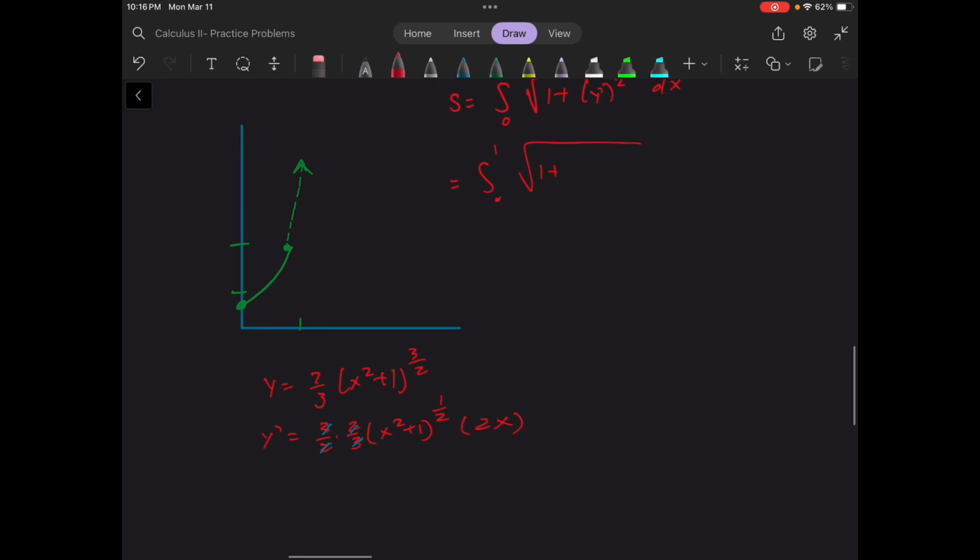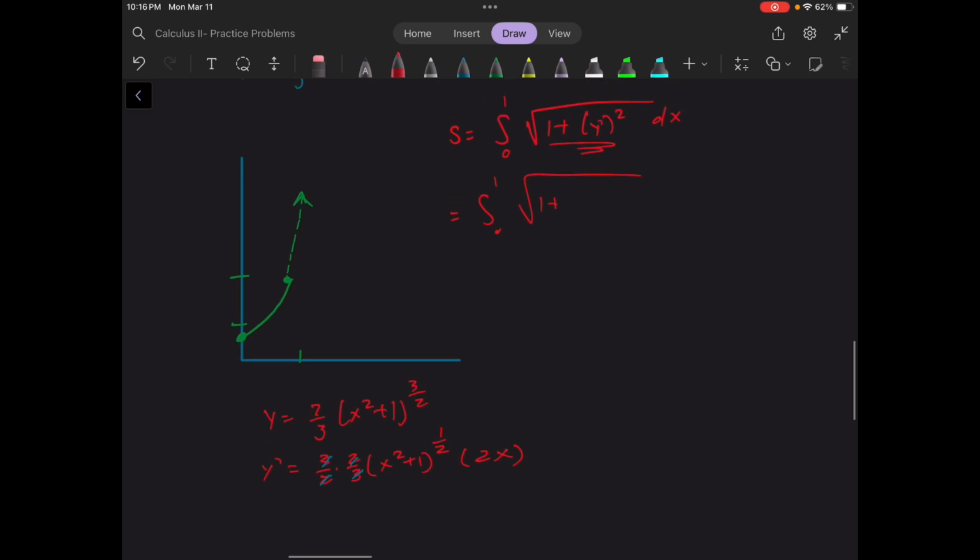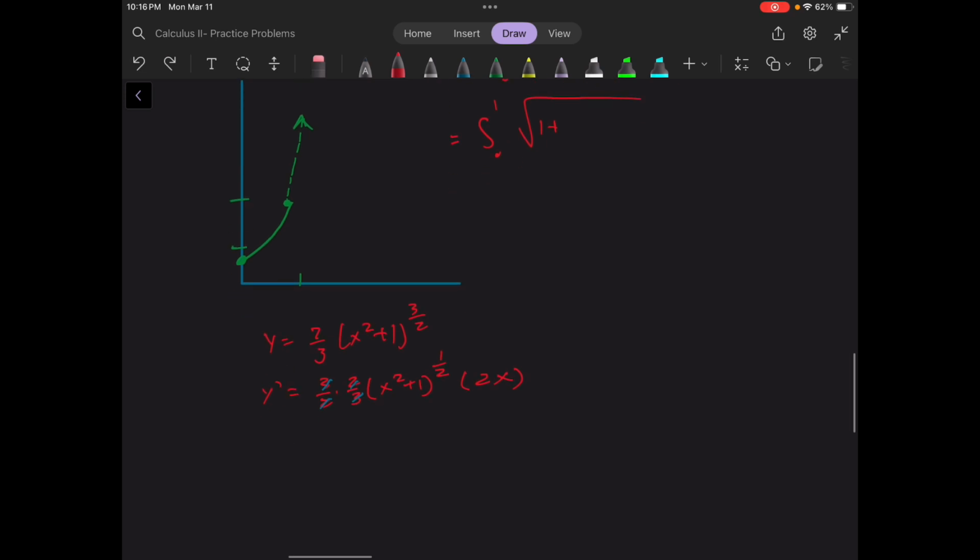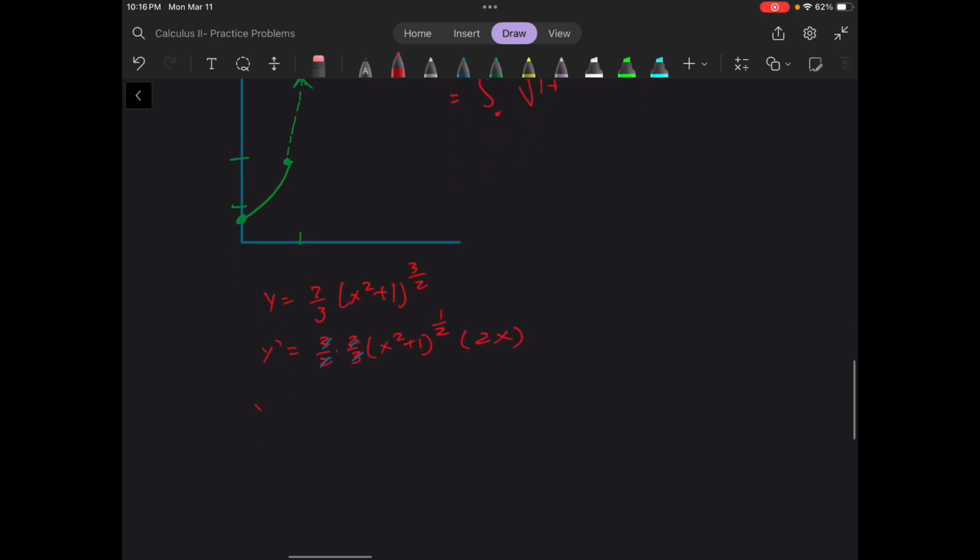But notice, we're concerned not with y prime, but 1 plus y prime squared. So we need y prime squared. Y prime squared is just, we square this and we square this and keep them multiplied to each other. So it's going to become just x squared plus 1 and 4x squared. We also want to add a 1. That's what's going under the square root.